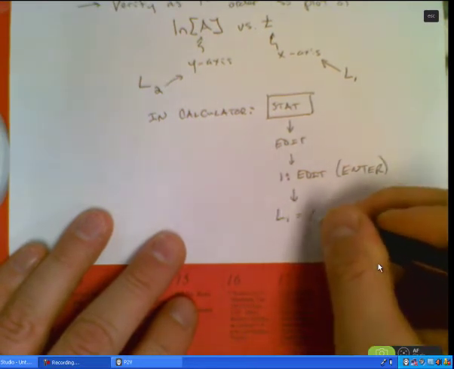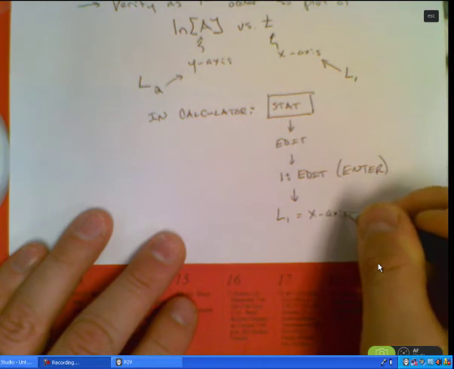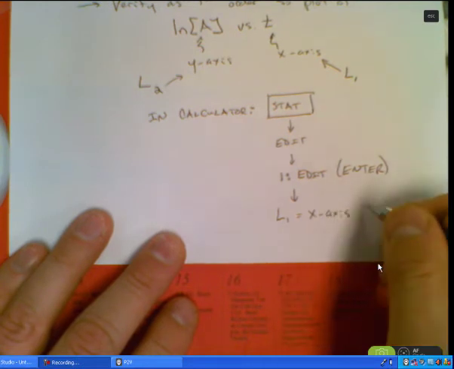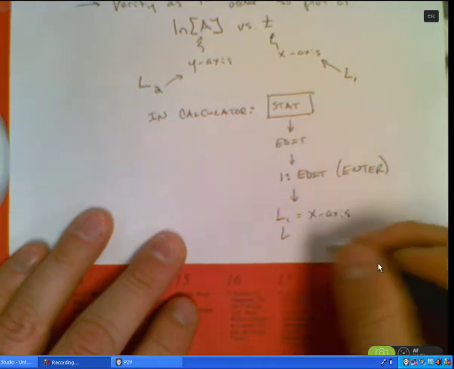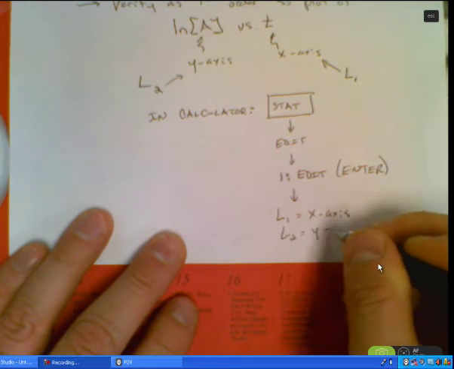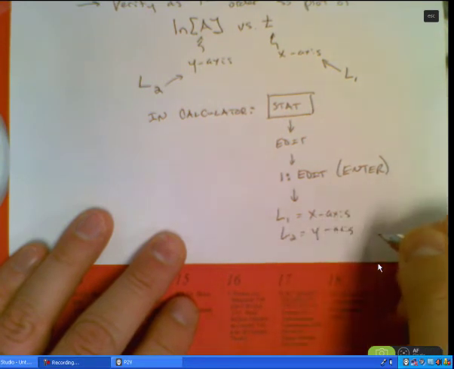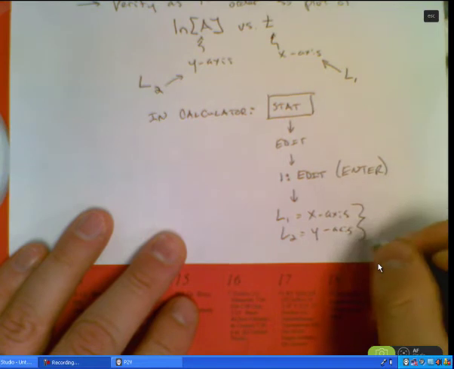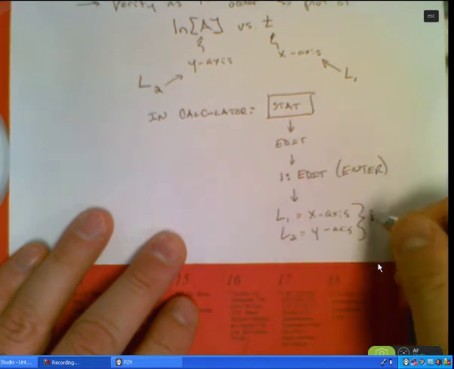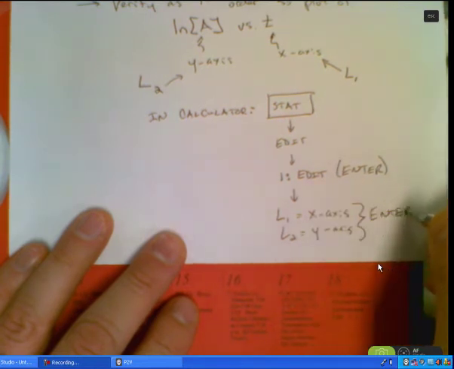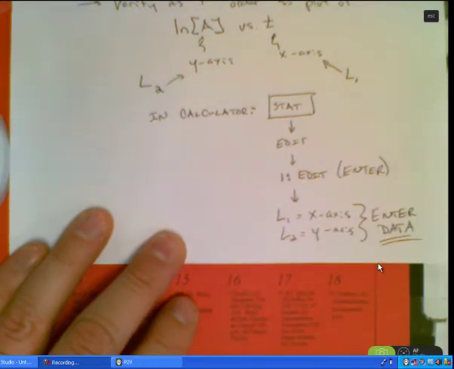On our list 1, that again is our x-axis data, which we already said is time. And in list 2, we want to put our y-axis data. And our y-axis we said was concentration. So once we get to this point, we're going to enter data. So just for your note purposes, let's get enter data written there.